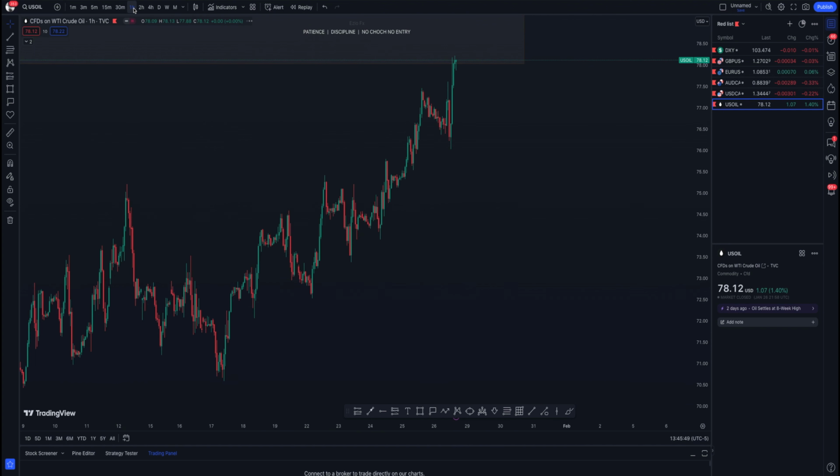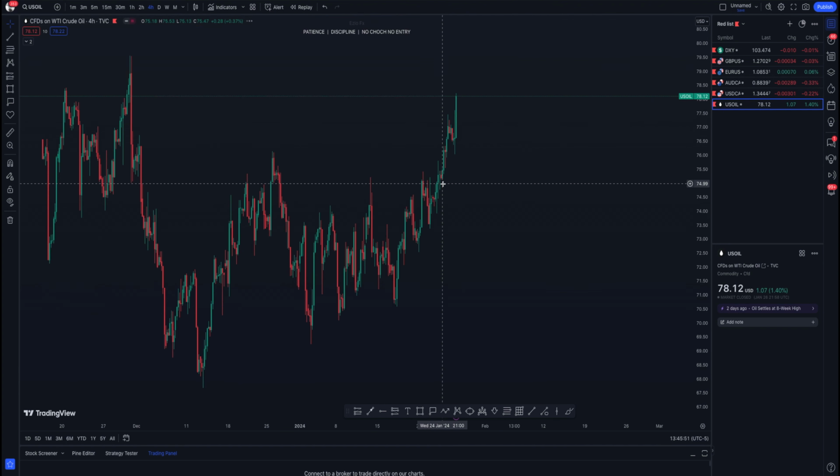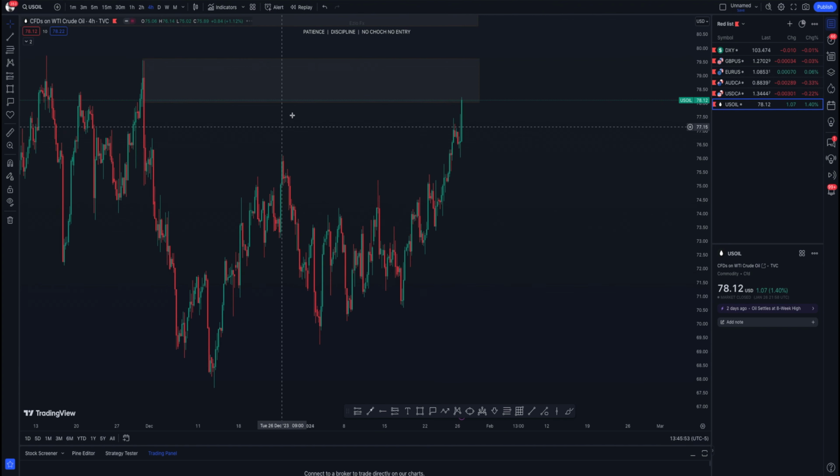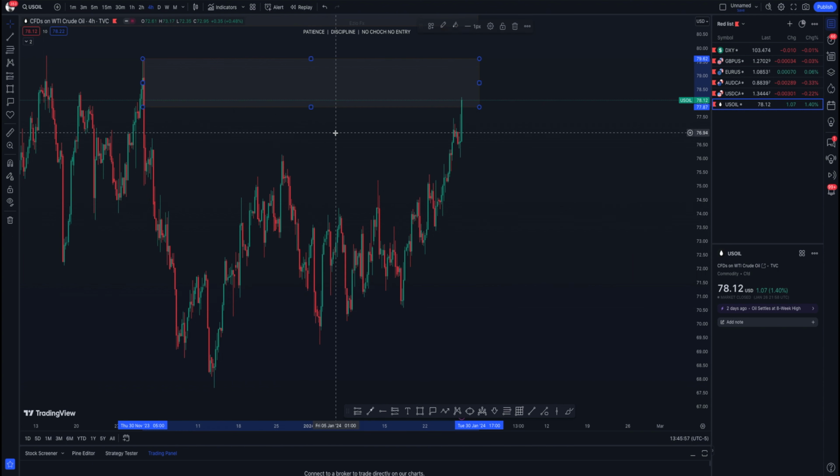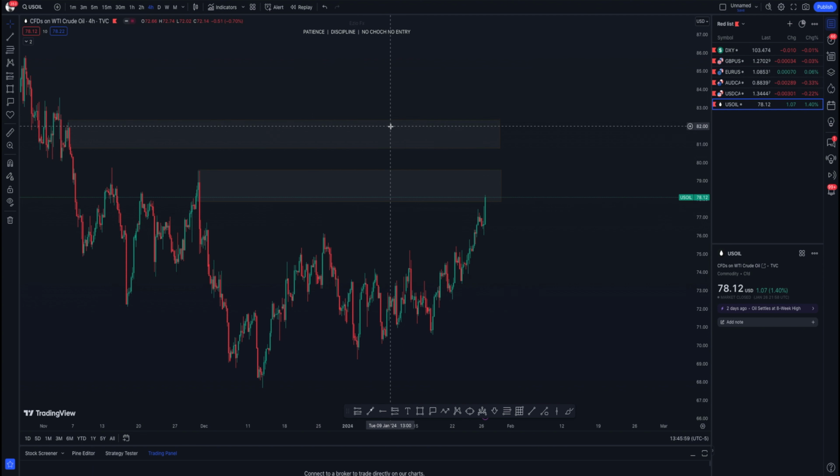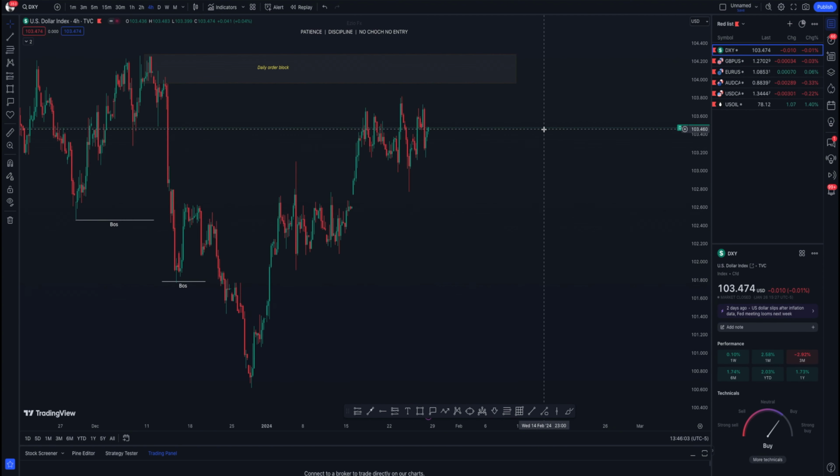So let's have a look at the US oil. I don't trade this pair, but I just analyze it. We can see an H4 order block, and then we got another one right there. Okay, so this is pretty much the pairs that I will be looking at.